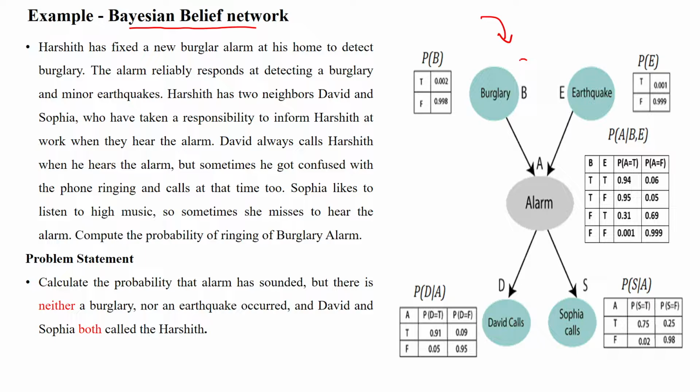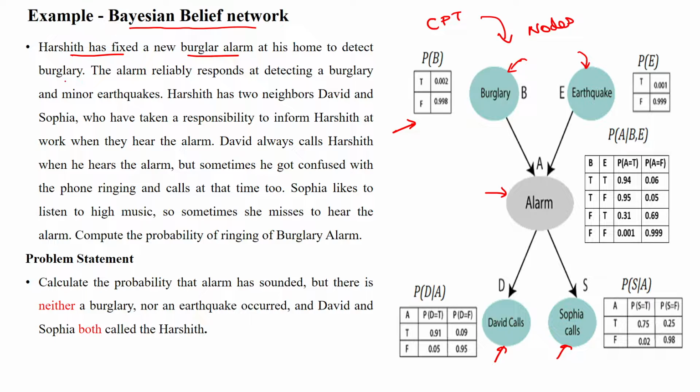So here we have the burglary variable node, the earthquake node, the alarm as the third node, David calls as the fourth node, and Sophia calls as the fifth node. The conditional probability table is also given, which has the numerical probability values. That is the CPT, conditional probability table. And the other component is the nodes which define the domain.